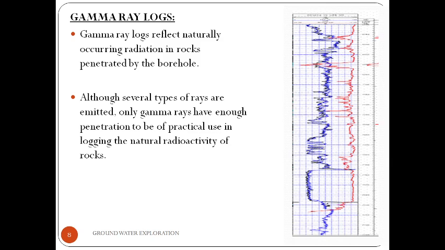Radioactive logs are of two general types: those which measure the natural radioactivity of formations and those which detect radiation reflected from or induced in the formation from an artificial source. Gamma ray logs reflect naturally occurring radiation in rocks penetrated by the boreholes. Only gamma rays have enough penetration to be of practical use in logging the natural radioactivity of rocks.